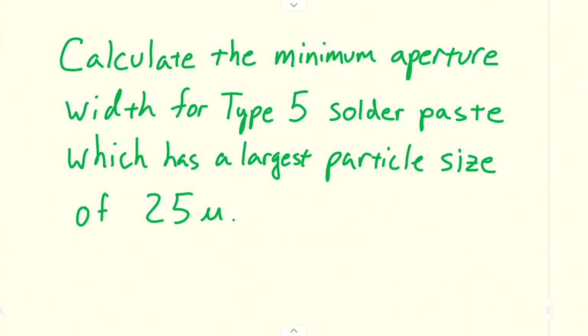Here's the last objective of this section. Calculate the minimum aperture width for type 5 solder paste, which has a largest particle size of 25 microns. That concludes this section on the 5-ball rule. Now it's off to the summary section and one last objective.